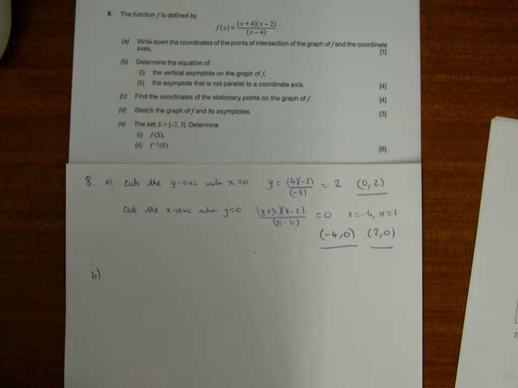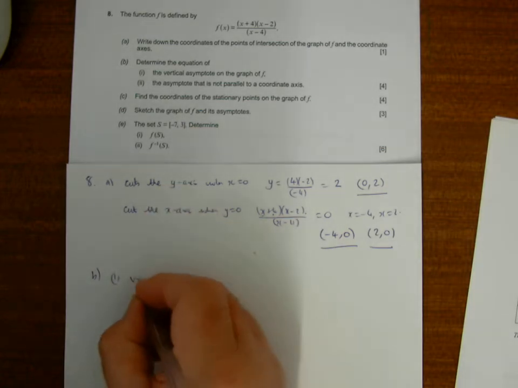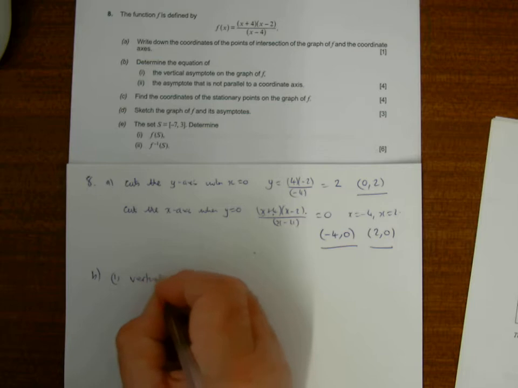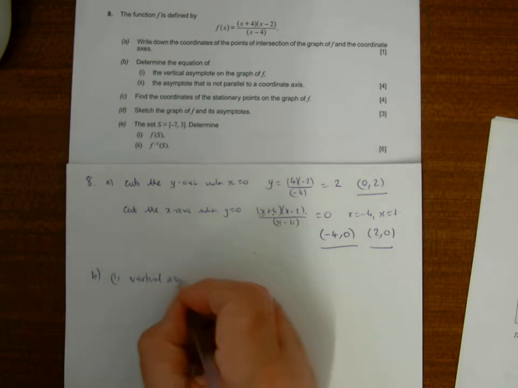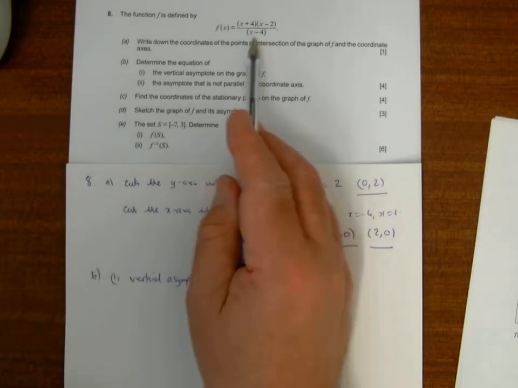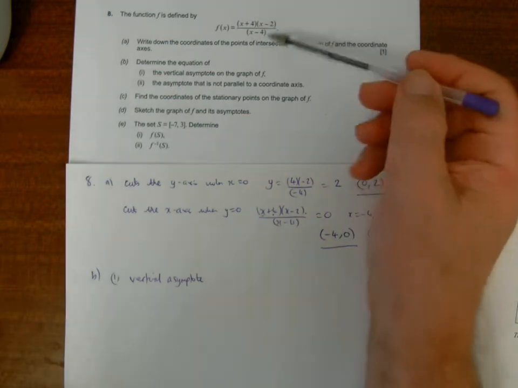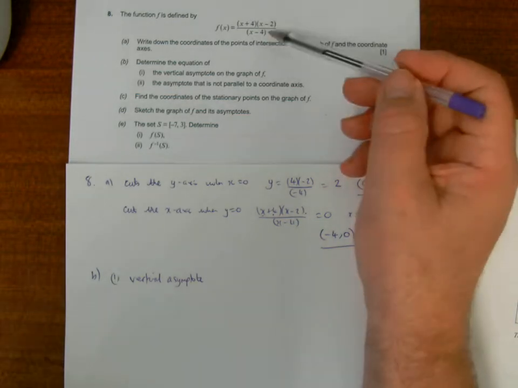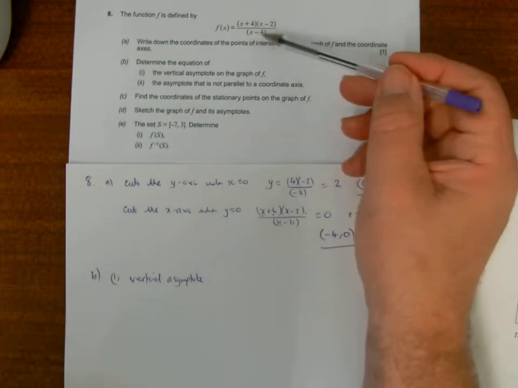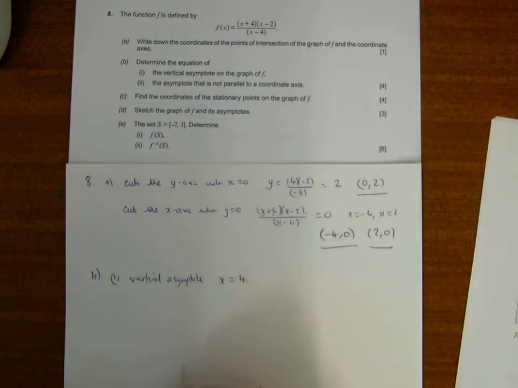Part B, I want the equation of the vertical asymptote. So the vertical asymptote is an equation of x. I take that from looking at the bottom line: if I'm dividing by 0, I get an invalid result, I'm not able to calculate a value at that point. So the vertical asymptote is when x is equal to 4.